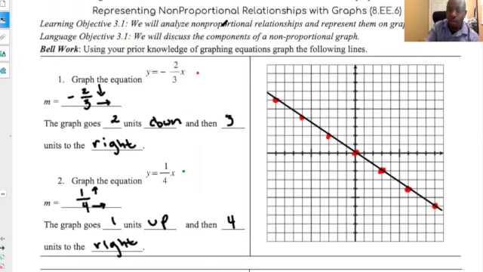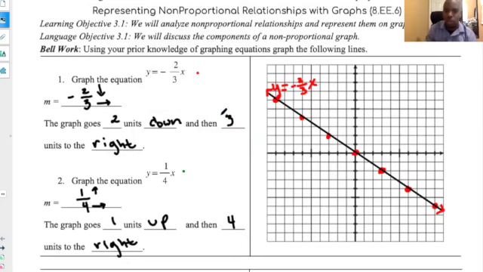I'm going to put arrows at both ends. The reason I put arrows at both ends is because I know the graph keeps going. It does not stop here. And the only way I'll tell the difference between this equation and other ones is if I actually write the equation here, -2/3 x. So that's my first equation that we got here.